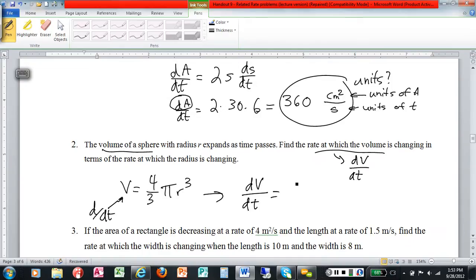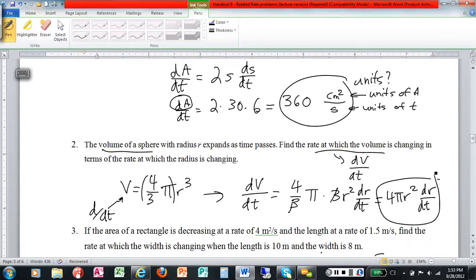On the left, equals 4/3 pi. Now, note, what's 4/3 pi? Isn't that just a constant? So it's just 4/3 pi times, what's the d/dt of r cubed? 3r squared dr/dt. So clean that up. The 3's cancel, don't they? So it's 4 pi r squared dr/dt, which is dV/dt in terms of dr/dt.